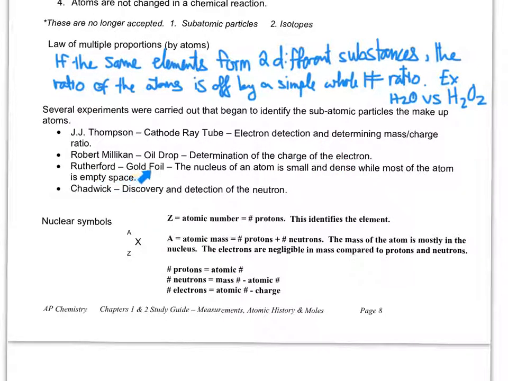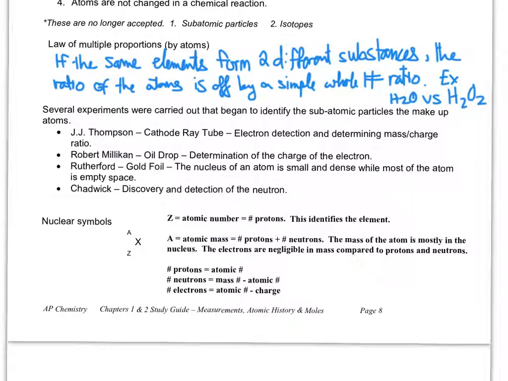Rutherford, with his gold foil experiment, was able to detect the nucleus, and so he said that the atom is mostly empty space with the electrons around, and then there is a very tiny dense nucleus inside that has most of the mass, and we figured out that it was the protons and the neutrons inside there. Chadwick was the person that detected and discovered the neutron. So again, you do not need to remember names or anything like that, but you do just need to understand what happened.